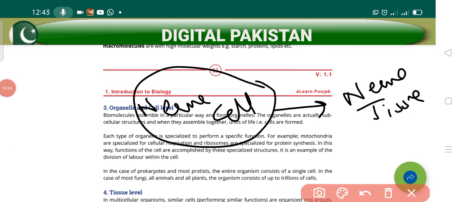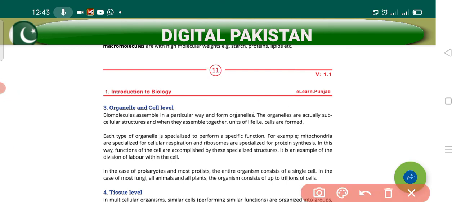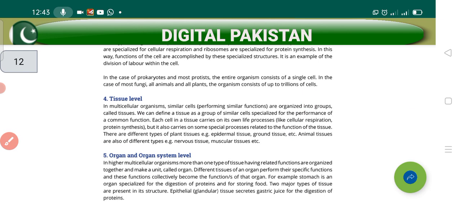Let's discuss some questions. Mostly the question comes that how the cell is basically acting as a level of organization, how organelles are acting as a level of organization within the cell. So the question is: explain the levels of organization within the cell. So this whole thing is the answer, and mostly this question comes in the board paper. The next one is the tissue level. So the question can come: write a note on the tissue level.